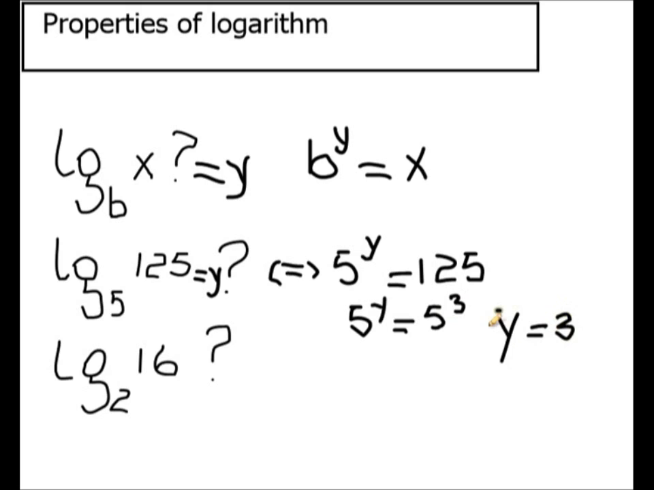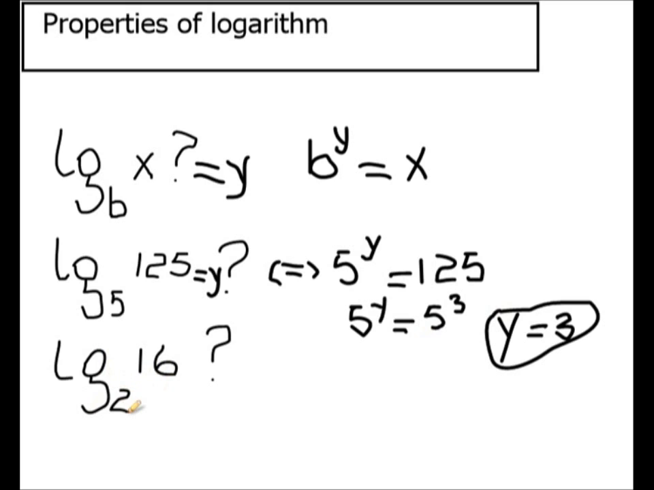That's why we should understand that when I'm trying to compute the logarithm of x with a base b, I'm trying to figure out the exponent of b such that b to the power of this unknown number is equal to x, which I know. We can take another example.